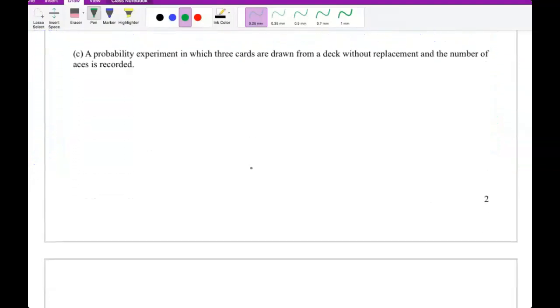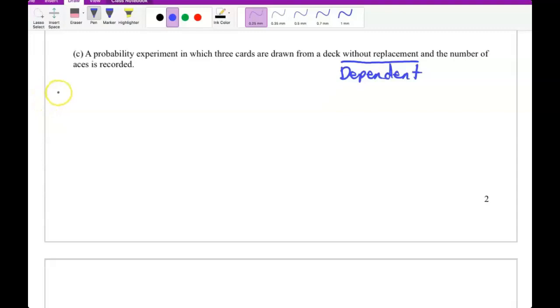Now part C. Probability experiment in which 3 cards are drawn from a deck without replacement. What's important on this part is that we have this one without replacement. Since we have without replacement, what that means here is dependent. We had this part before, remember? When we had 52 cards, that part. And the number of aces is recorded.